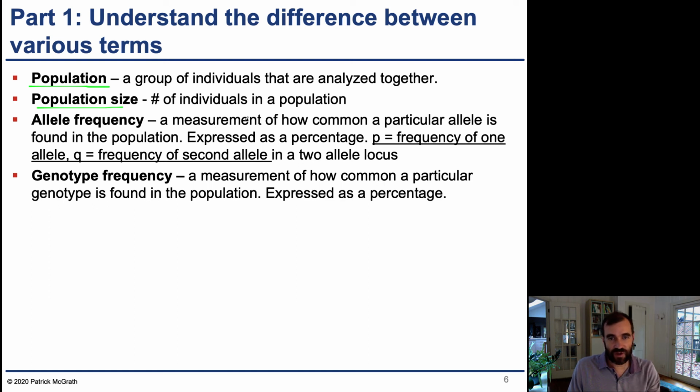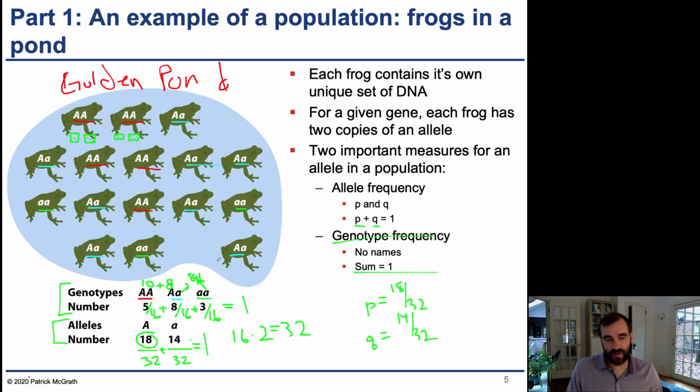The allele frequency is a measurement of how common a particular allele is found in the population, expressed as a percentage. So P equals the frequency of one allele, Q is the frequency of the second, and genotype frequency is a measure of how common a particular genotype is found in the population. The other thing I'll remind you of is that we just calculated this number for a single allele, so a single gene, but there's a large number of genes that exist in the population.